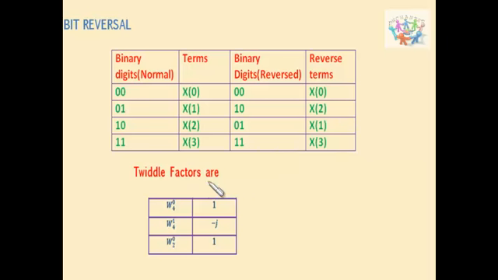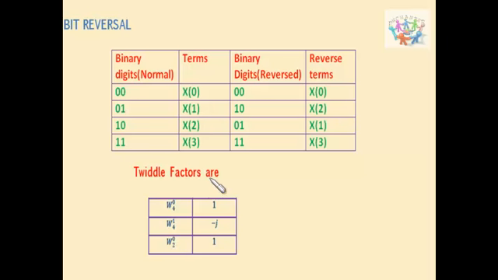Now we need to look at the twiddle factors. Over here we have 2 stages. For stage 1 we have W40 and W41, for which the values are 1 and minus j, and for the second stage it is W20, for which the value is 1.